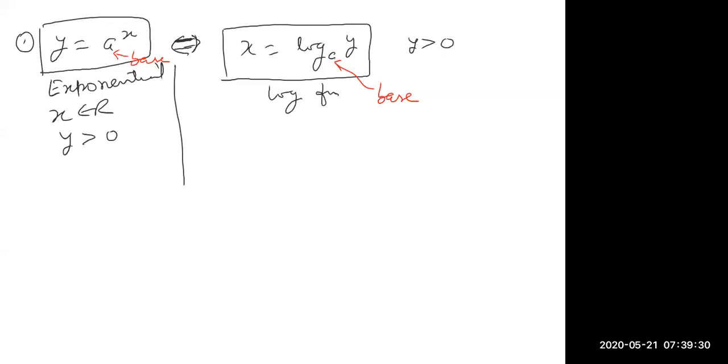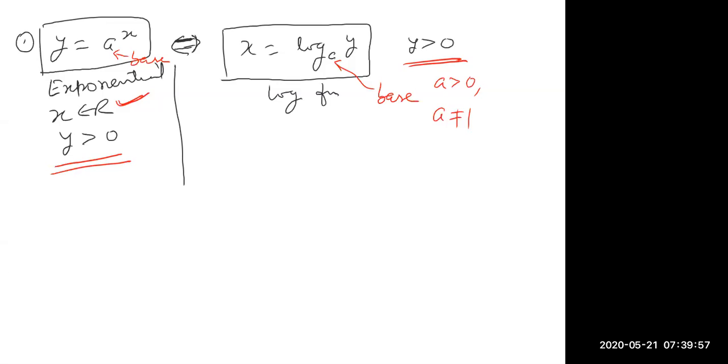So here y greater than 0, here also y greater than 0. That means logs are defined for positive numbers only. And this output x can be any real number. This can be negative. And here one more condition was there: a is greater than 0. Here also the same condition will be there: a is greater than 0 and a is not equal to 1.